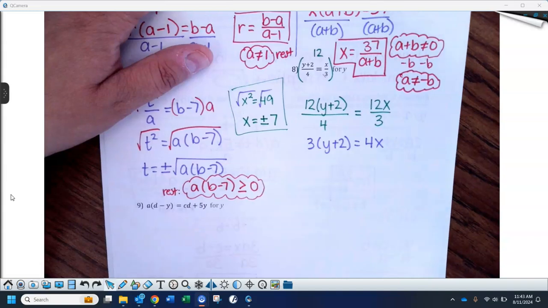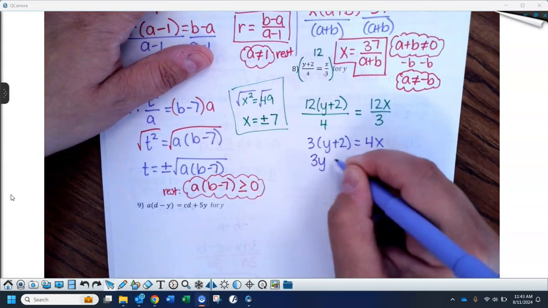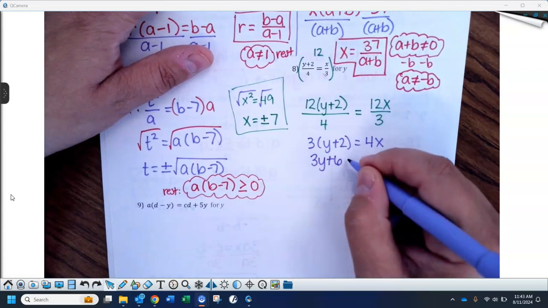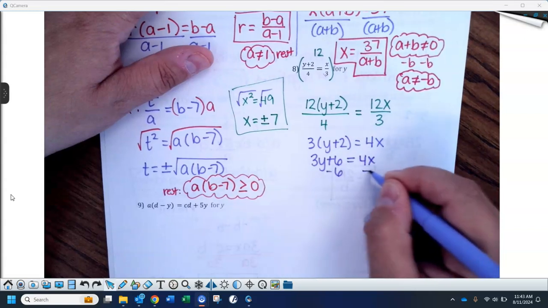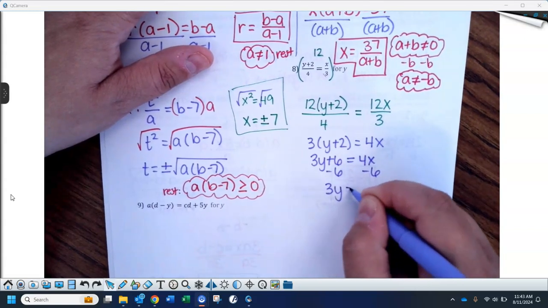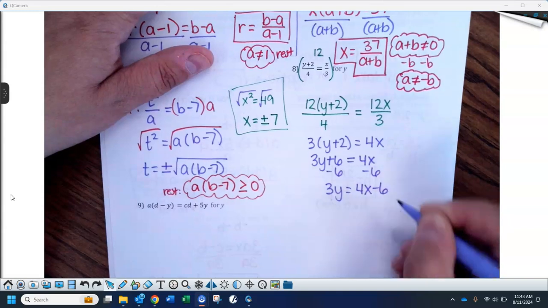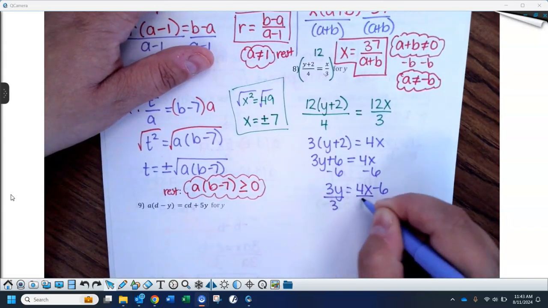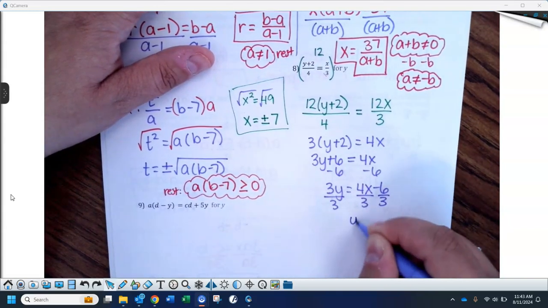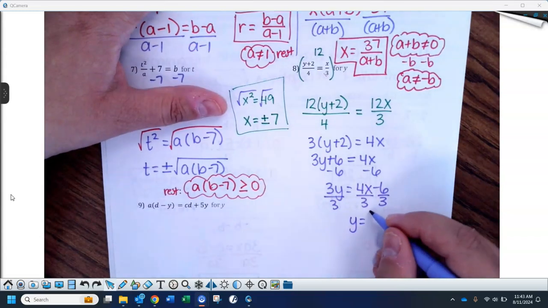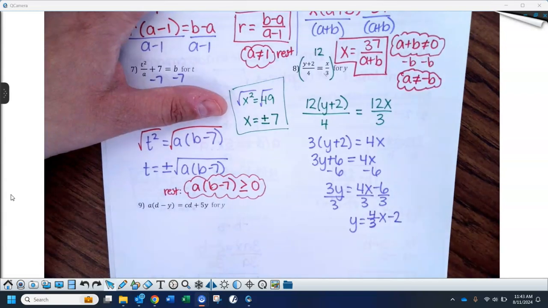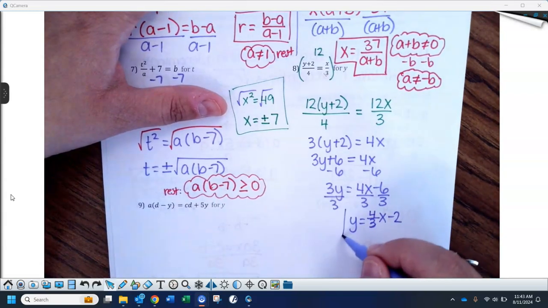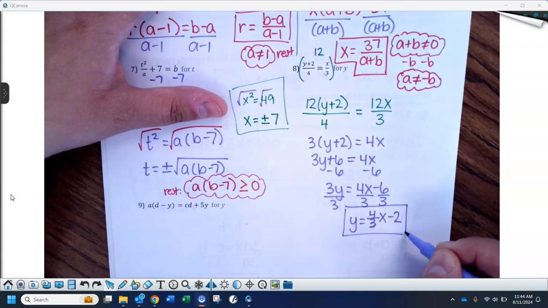Our goal here is to get y alone. So if you want to go ahead, this side, I'm going to distribute this just real quick. 3y plus 6. This is 4x. I'm going to move the 6 first. And then we've got 3y equals 4x minus 6. Divide everybody by 3. And this will actually look like the equation of a line. The 4/3 would be your slope, and the -2 would be your y-intercept. So this would be solved for y.